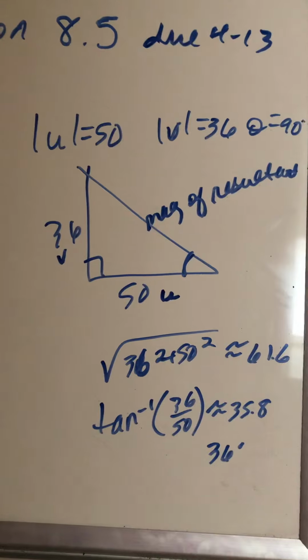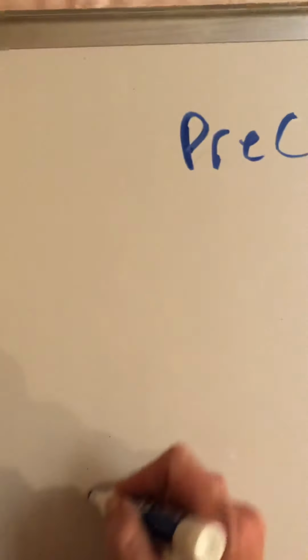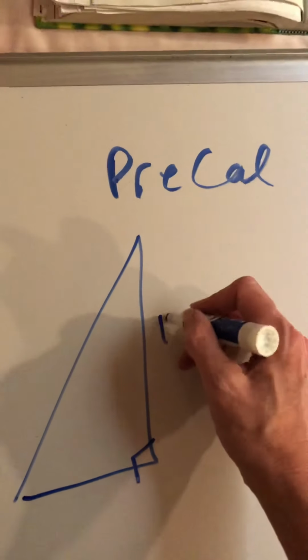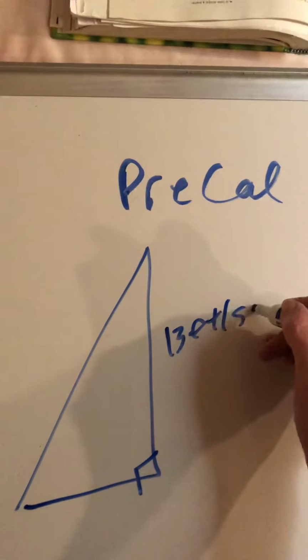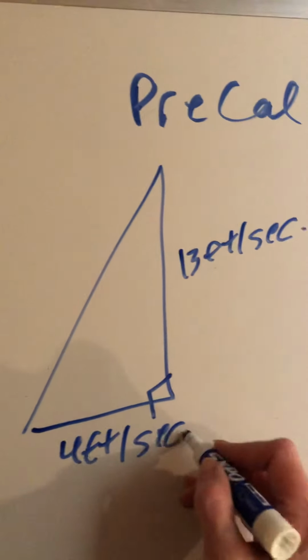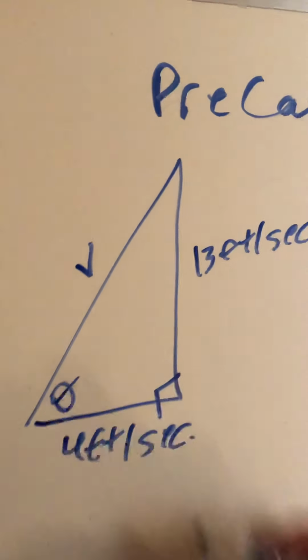So let's see what else. Okay, then they actually give you a triangle. It's a balloon, so you've got this triangle right here. This is a right angle. This is 13 feet per second. This is 4 feet per second. You want V, and you want this angle down here.